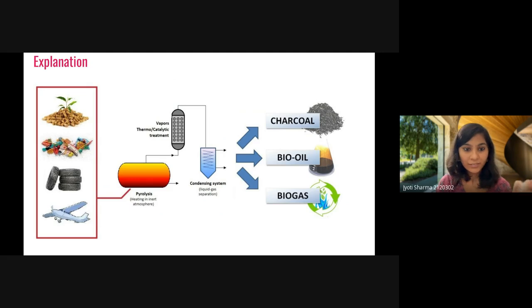I think you can see here, even if we have tire or plastic, if we do high temperature heating in an inert atmosphere, it can give you the end products charcoal, bio oil, or biogas. Okay, so the next question is, which process produces biogas containing mainly CH4, that is methane, CO2, and H2S? And we have four options here: gasification, anaerobic digestion, combustion, pyrolysis of biomass.